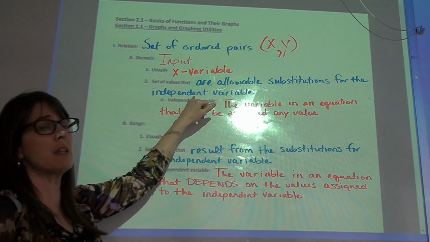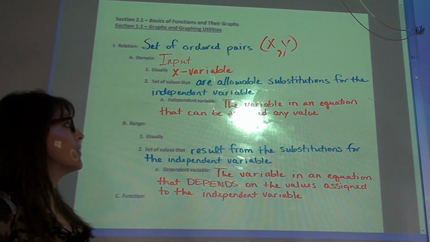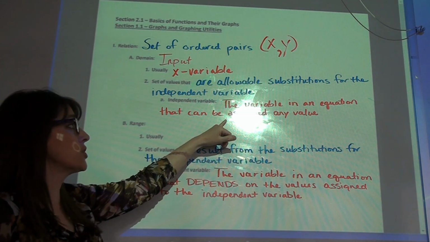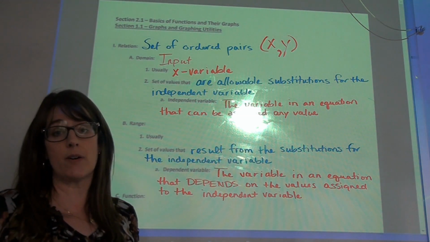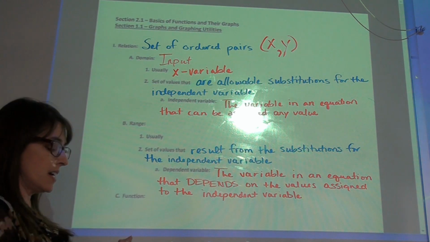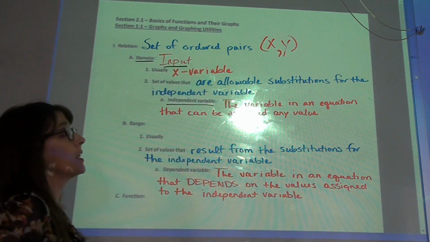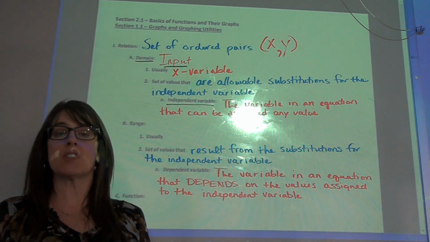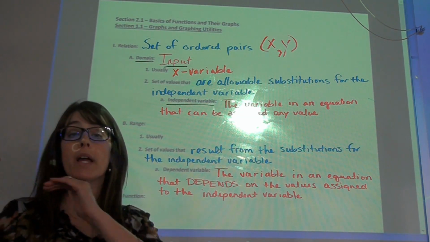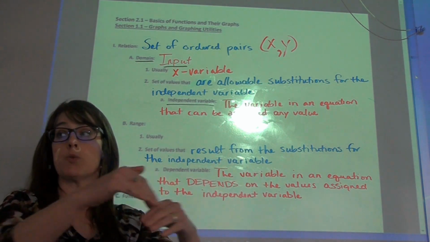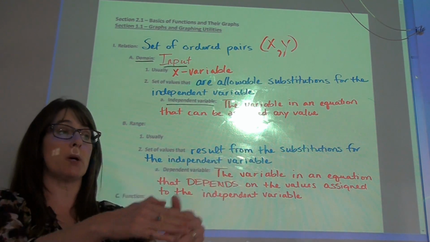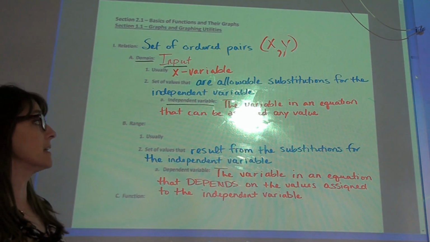But this idea of the independent variable: an independent variable is going to be the variable in an equation that can be assigned any value. So in other words, this idea of your independent variable, your domain, and your input, that's all kind of talking about the same stuff. It's all saying, what can I put into this equation? What can I put into this relationship? And that's what your domain is.